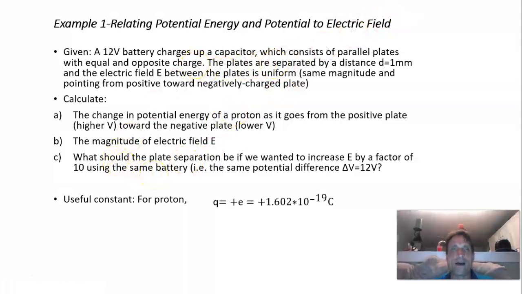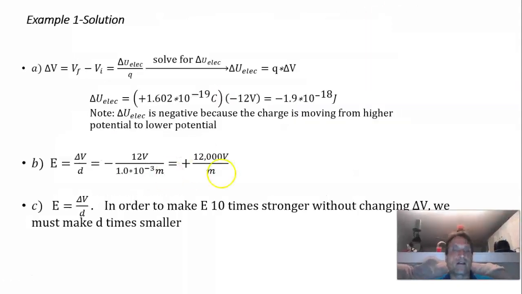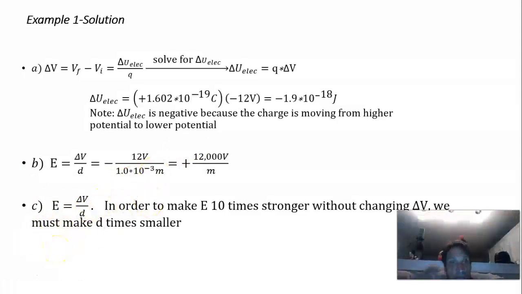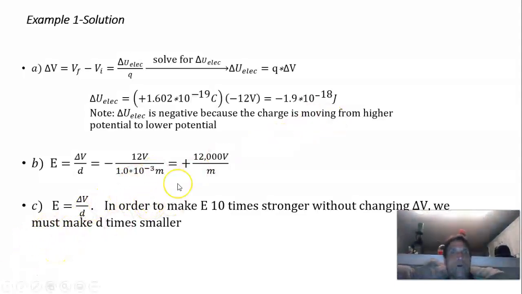Okay. Well, let's go back to delta V as ED. In this case, delta V is fixed because we have a 12-volt battery, but we can make the field strength larger by decreasing the separation between the plates. So if we make the plate spacing 10 times smaller, in other words, push the plates in so they're only 0.1 millimeters, we will make the electric field 10 times larger, or 120,000 volts per meter.